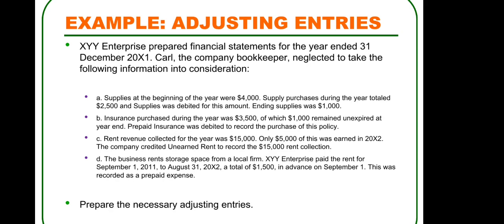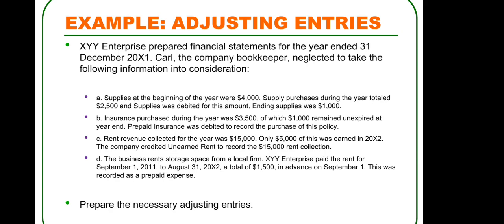So at the end of the year, only 5,000 of this was earned in year 2000x2. So how much is the rent revenue earned in year 2000x1? If the total is 15,000, 5,000 is revenue for year 2000x2. Sorry, 2000x2. So the revenue for 2000x1 is $10,000. So the revenue for year 2000x1 has to be recorded in year 2000x1.